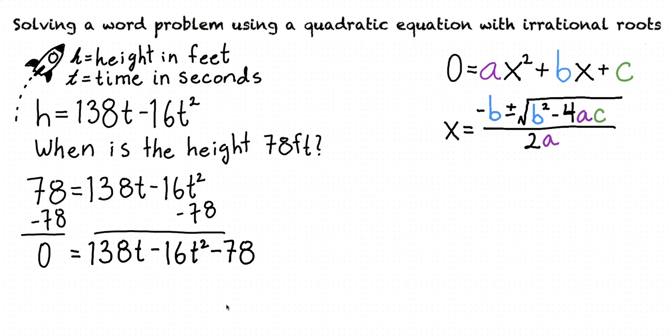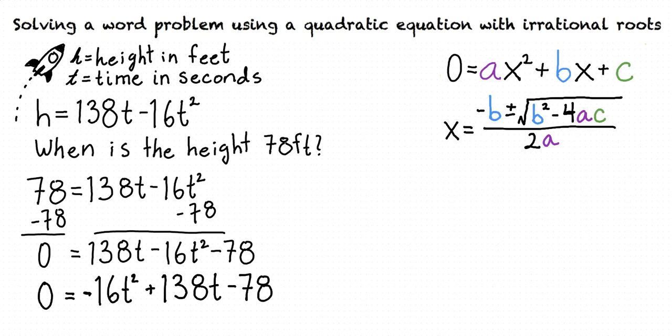So now we can use the quadratic formula, where a is equal to 138, b is equal to negative 16, and c is equal to negative 78? Not quite. The last thing we need to do to put this in standard form is to order our terms from highest degree to lowest, meaning our term with t squared should go first, then the term with t raised to no exponent, and then the term with no variable. So we have negative 16t squared plus 138t minus 78.